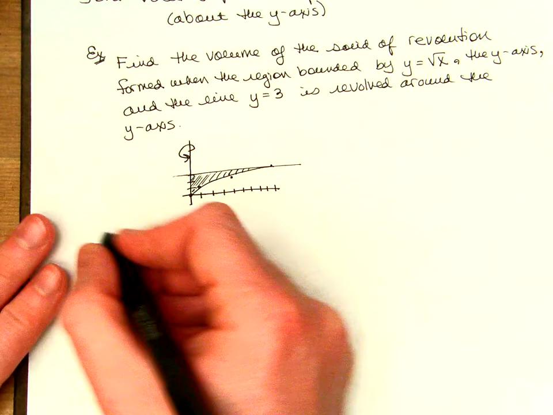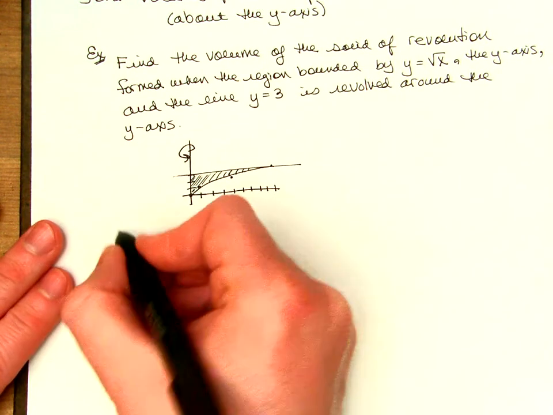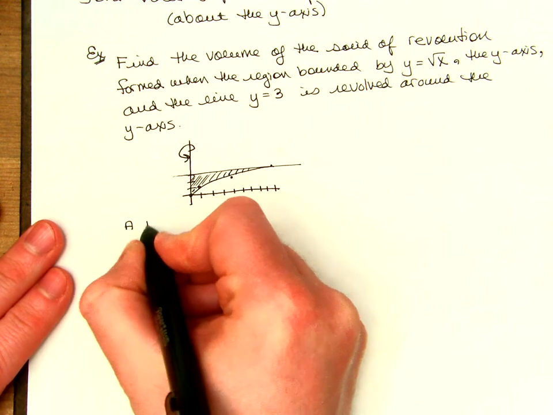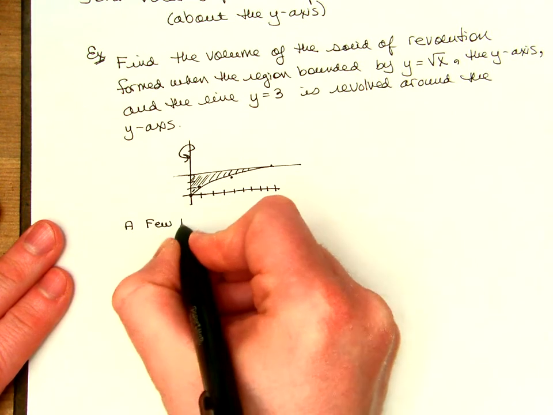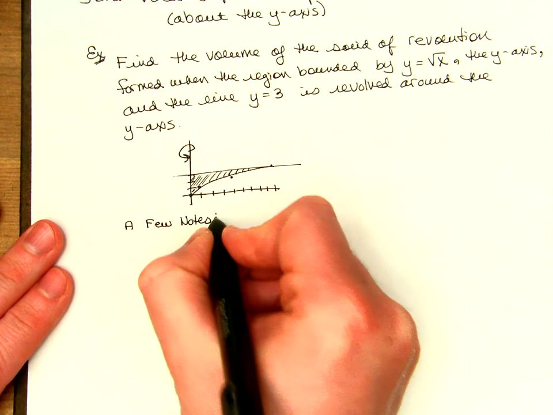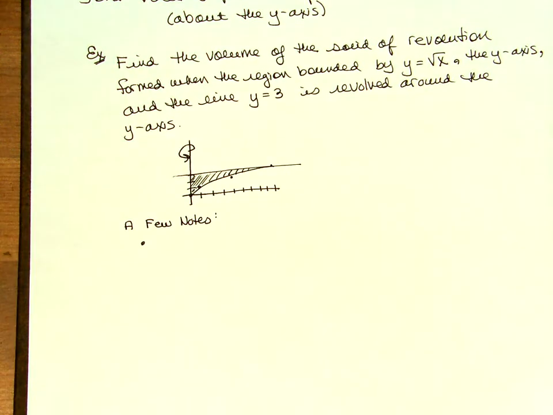Before we actually go to do that, though, I have 3 bullet points that I want you to get down in your notes. We're just going to call this a few notes. First of all, our representative rectangle, if we're using the disk method, or rectangles, if we're using the washer method, must always be perpendicular to the line you're revolving about, and we'll also have to start on the line and go to our curve.